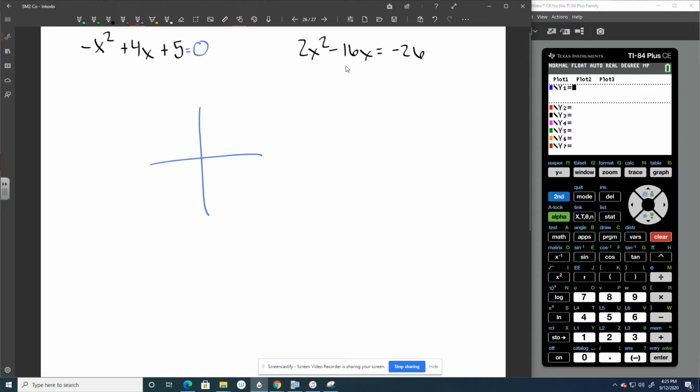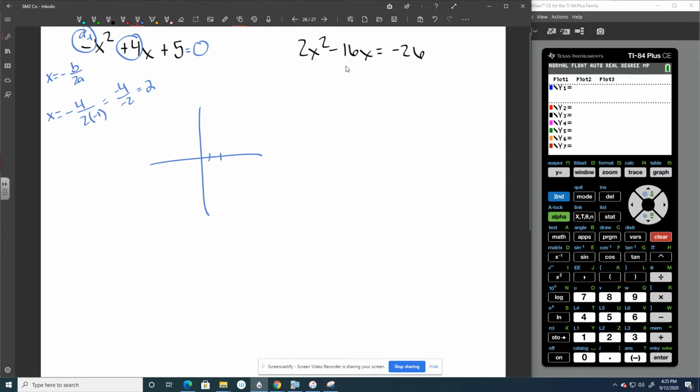And the first thing I find is my vertex, which, remember, x equals negative b over 2a. So my x is going to equal negative b, which is the 4, divided by 2 multiplied by a. Well, a is a negative something. It's actually a negative 1 because there's no number there. So this becomes negative 4 over negative 2, which just becomes positive 2. So that means my x is going to cross somewhere right here.